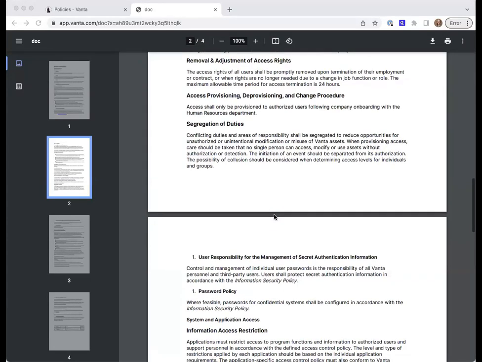User responsibility for the management of secret authentication information. This is simply that you want to communicate to your users responsible best practices, like don't put your root password on a sticky note on your computer. You're responsible for maintaining a certain amount of secret information. And if your company provides a password management tool, that could be a helpful thing. Then you could be more specific and talk about how you want them to use the company's approved tooling to manage their secret information.